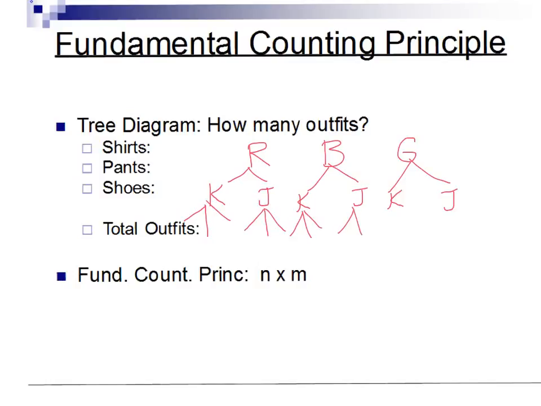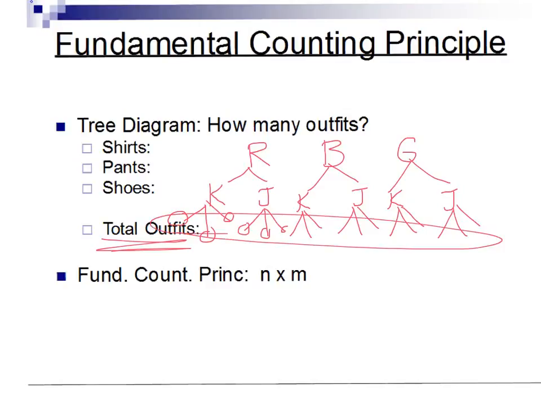Now, this is what you did in middle school. We're not going to do this, but the idea is that this will list out all the possible ways that you could have this outfit created. What we're really looking for is the total number of outfits. And really, if you count this, there'd be 1, 2, 3, 4, 5, 6. And it's basically the end branches of your tree diagram.